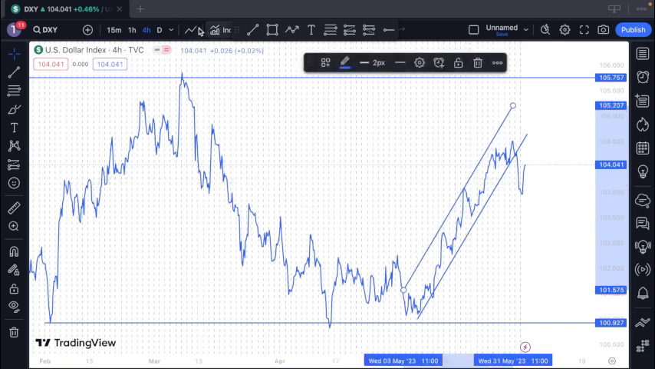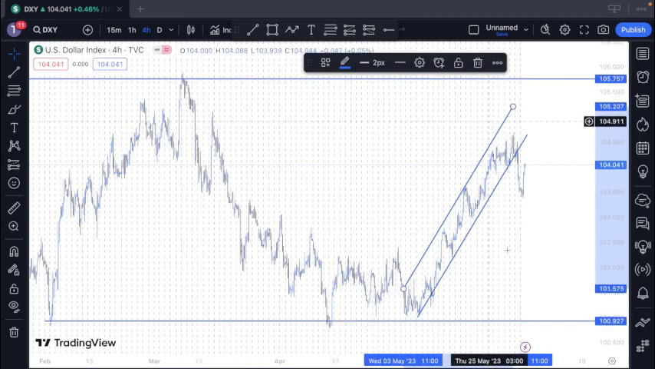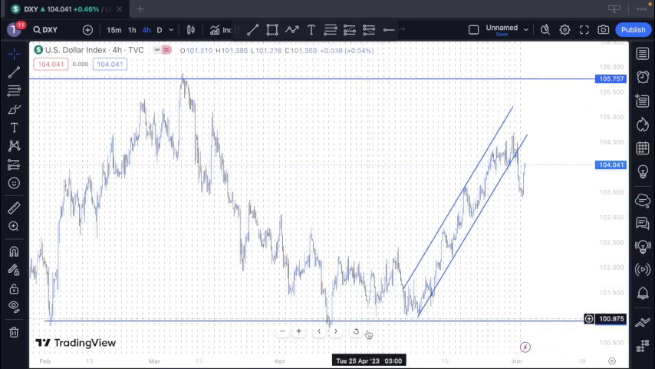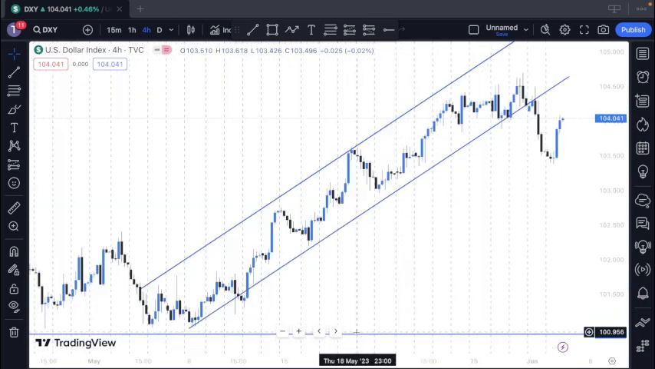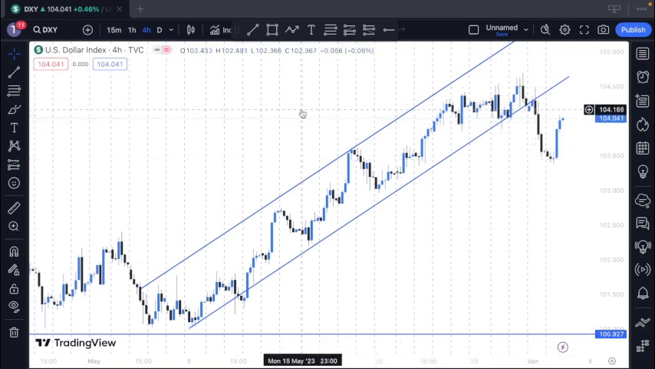All right. Going back to our candlesticks, let's reset our chart. So this is what we have. As you can see, we had this breakout retest. And then what do we do from here? Also, we mark our important levels.